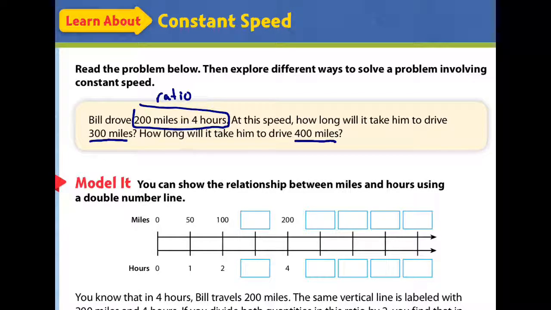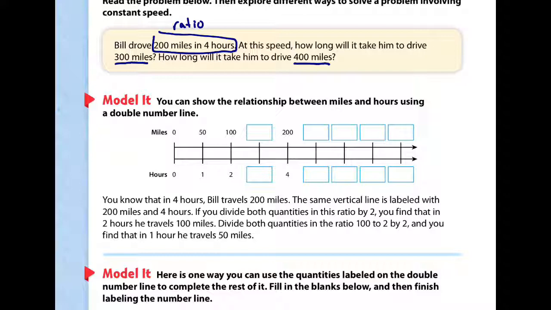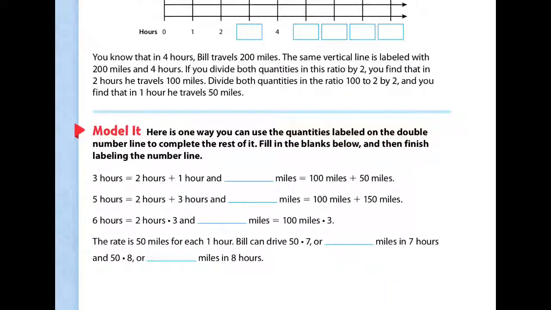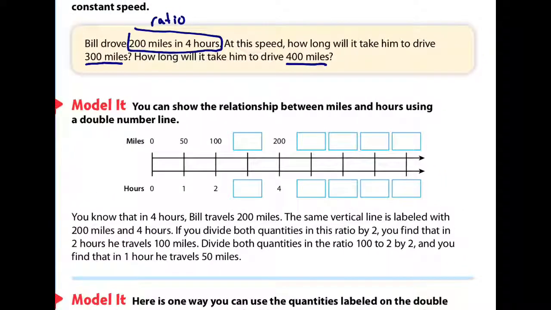Okay, so now let's go down to the 2 strategies here. The one is going to be model it using a double number line, and the other is going to be similar to something we did yesterday. So let's start with the double number line. First, it says you can show the relationship between miles and hours using a double number line. Down here it says you know that in 4 hours, Bill travels 200 miles. Now notice that ratio is right there. Okay, I'm going to continue. It says the same vertical line is labeled with 200 miles in 4 hours. So they're saying this vertical line right here is labeled with 200 and 4.